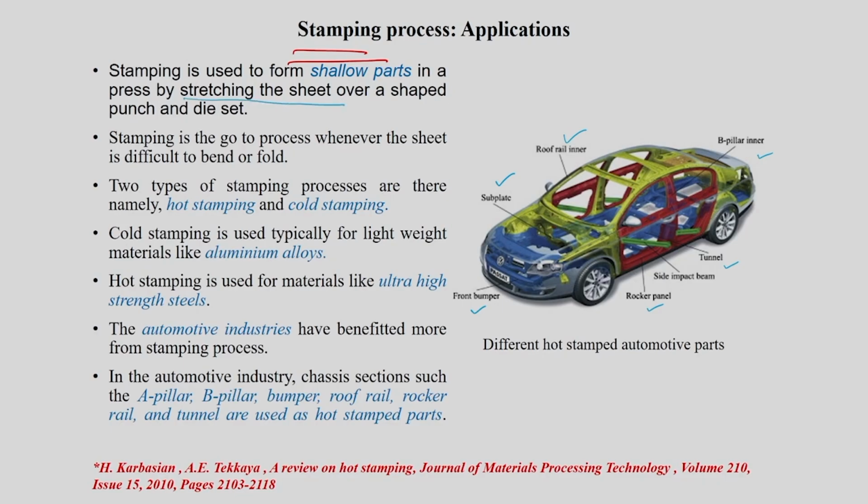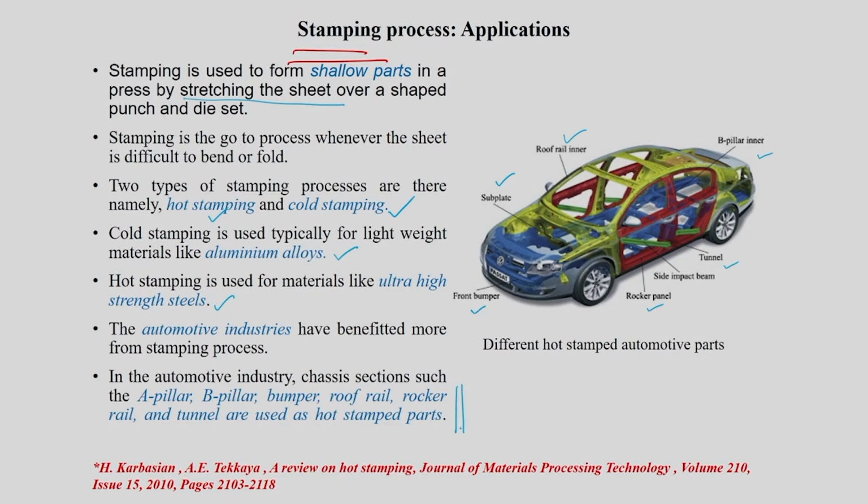Like your sheet forming process, it can be divided into two important categories depending on the working temperature. Here also you can call it hot stamping and cold stamping process. Hot stamping is done at elevated temperature, cold stamping at room temperature, depending on the material. Some examples are given here. Cold stamping is used typically for lightweight materials like aluminum alloys. Hot stamping is generally used for high strength steels, HSS or UHSS, ultra high strength steel sheets. Many examples are given here.